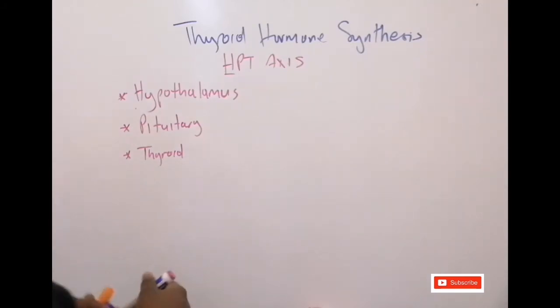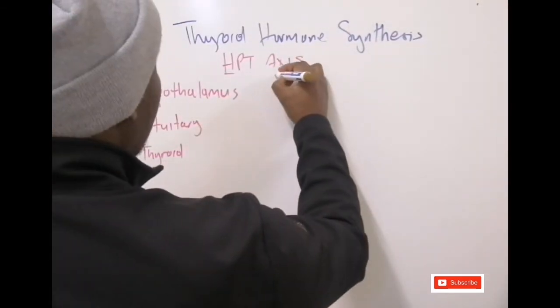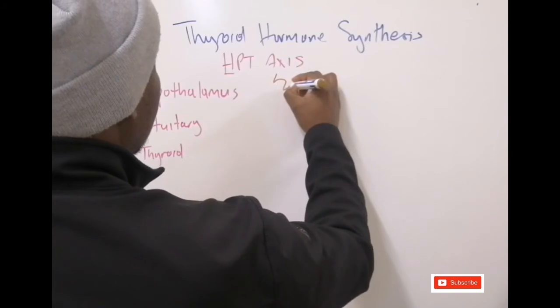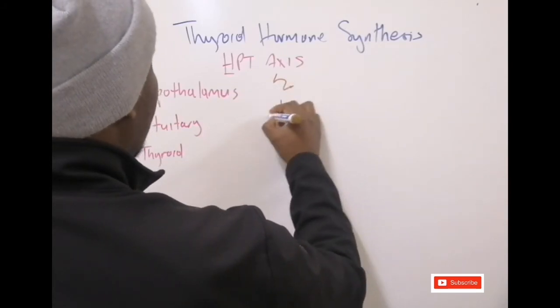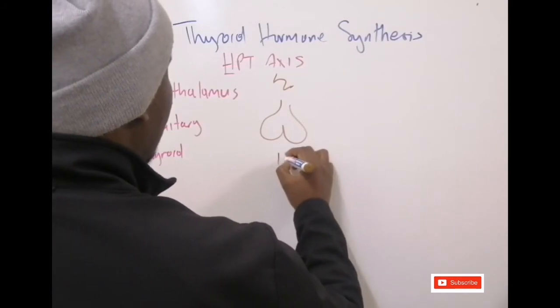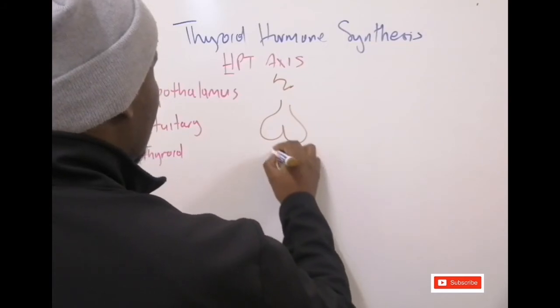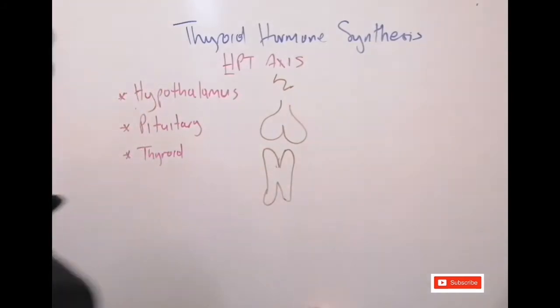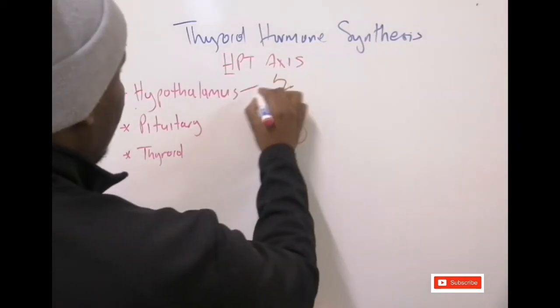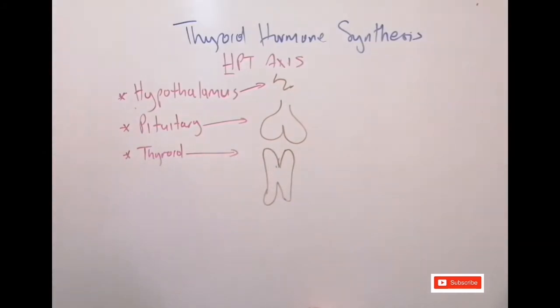Okay, so if we were to draw our hypothalamus, let's say it looks like this. Then this would be our pituitary, and then this would be our thyroid gland. I'm not good with drawing, guys. So this is our hypothalamus, our adenohypophysis, our thyroid gland.